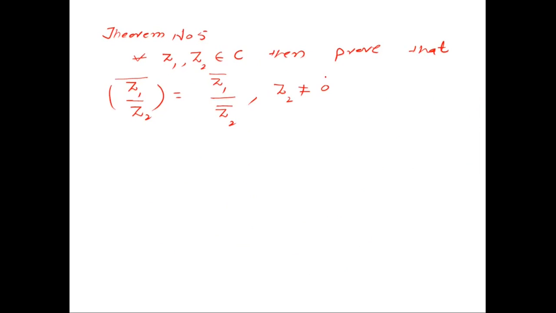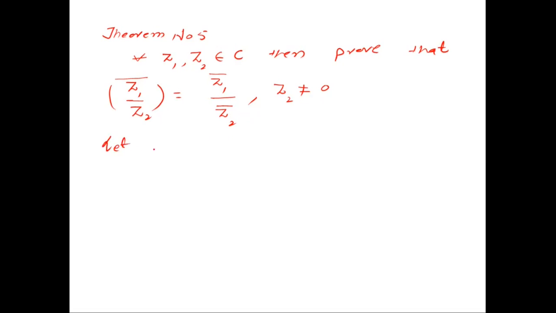Yes guys, theorem number 5. For all, this notation represents for all. For all z1, z2 belongs to complex number, then prove that (z1 divided by z2) whole conjugate equals z1 conjugate divided by z2 conjugate, where z2 is not equal to 0.